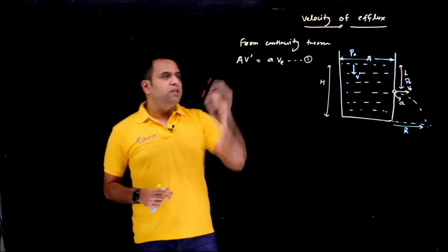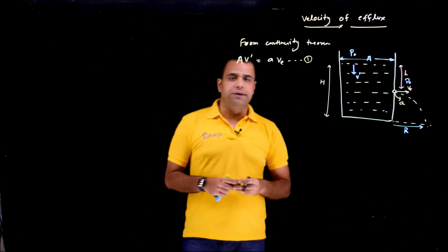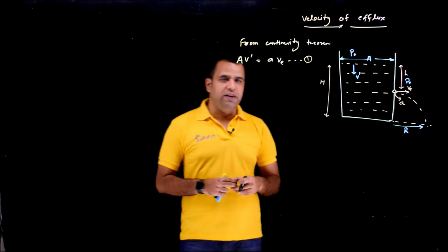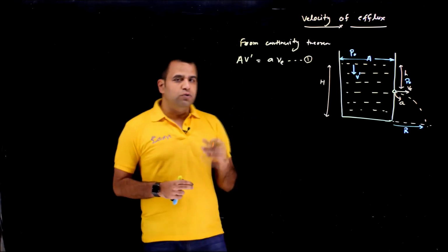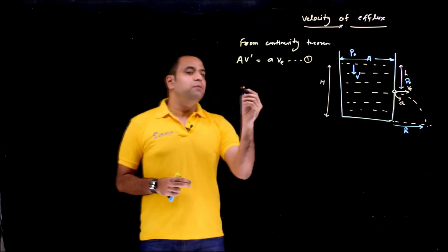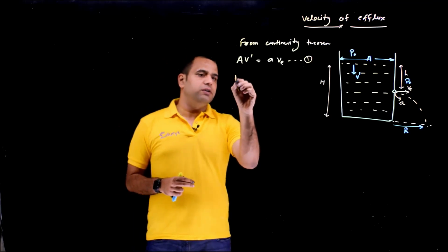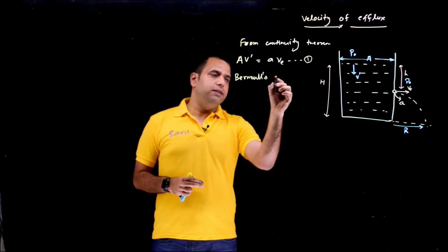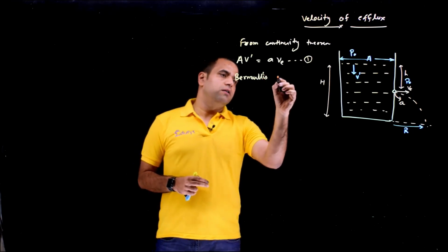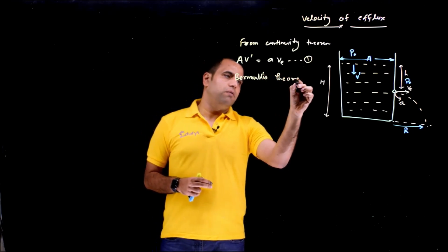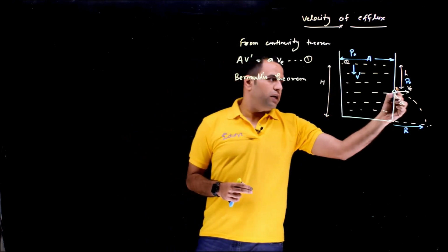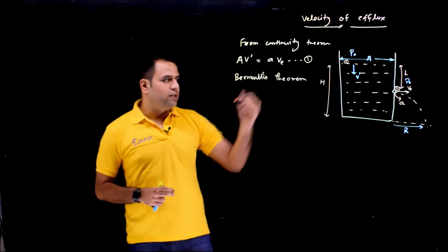VE as well as V dash, these two things are unknown here. So this is one equation, and in this equation there are two unknowns. So we need one more equation. To get the second equation, we need Bernoulli's theorem. We'll apply Bernoulli's theorem between these two points, 1 and 2.